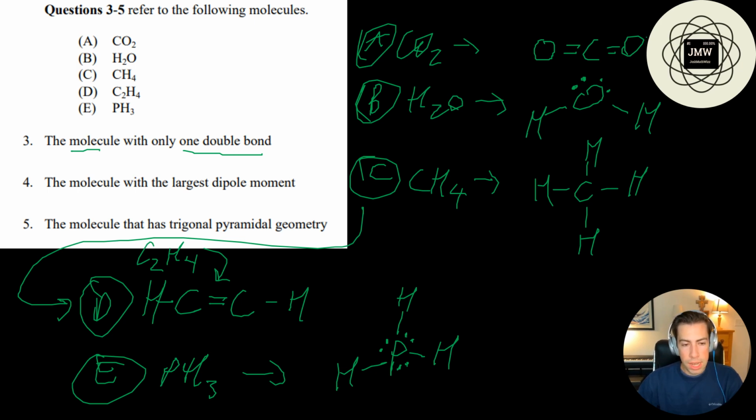All right, so now what I want to do is figure out, well, okay, sorry, first I got ahead of myself. Let's look at the molecule with only 1 double bond. Well, that's going to be this one right here, answer choice D. So I'll go ahead and write that in as the answer.